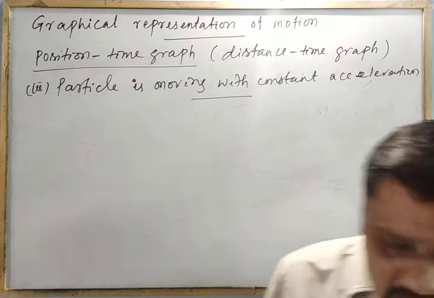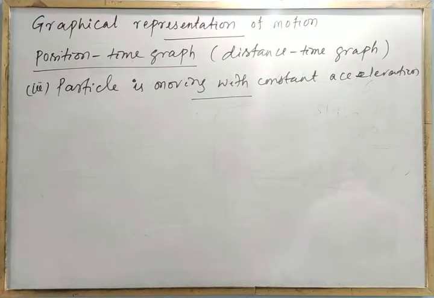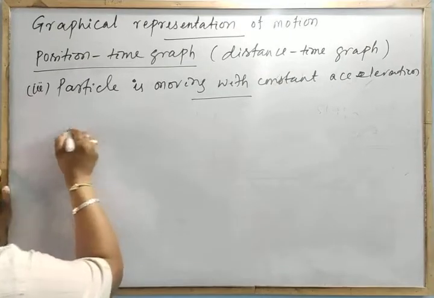So in that case, what is the position time graph? Remember this thing. What is the position time graph in this case? When we plot the position time graph or the distance time graph, let the case be like that. The particle is moving like this.